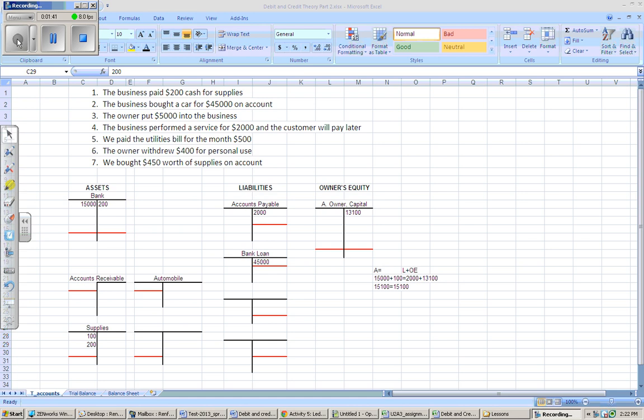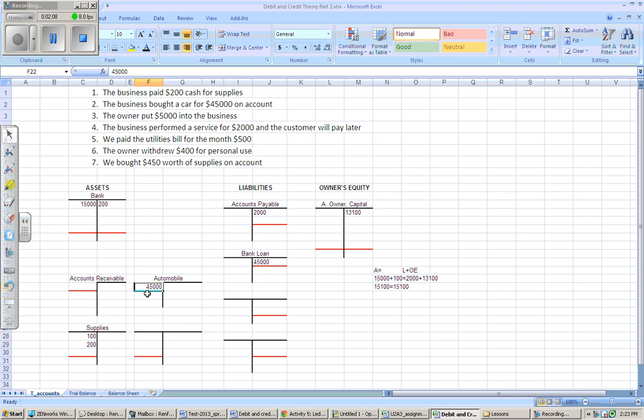In the second transaction, the business bought a car for $45,000 on account. So what's one account that's affected? Well, automobile. What type of account is it? It's an asset. Is it increasing or decreasing? It's increasing. Assets increase on the debit side, so therefore I will record it on the debit side of automobile.